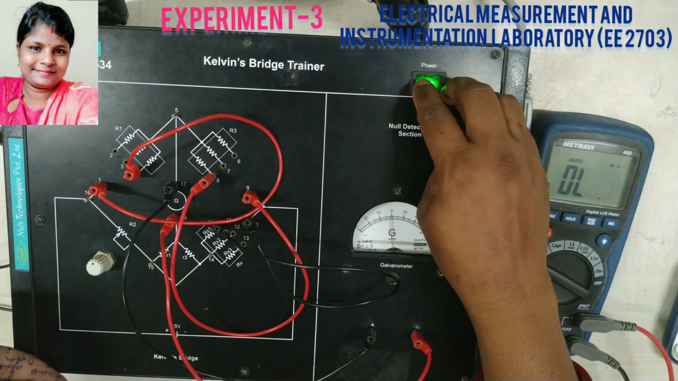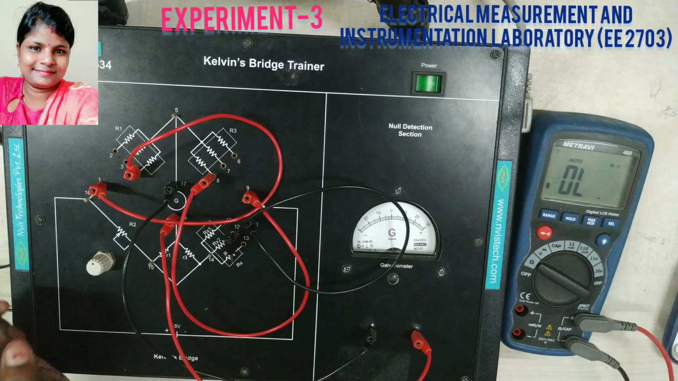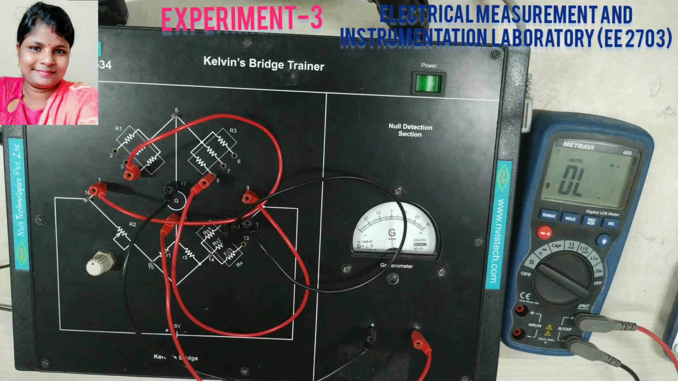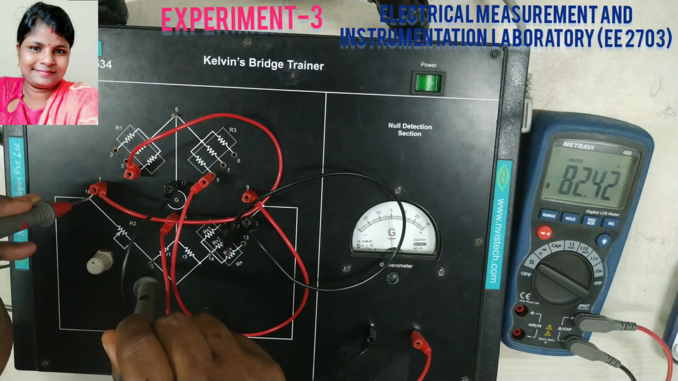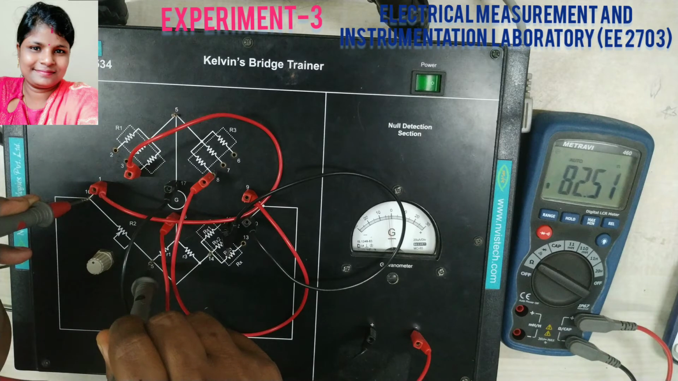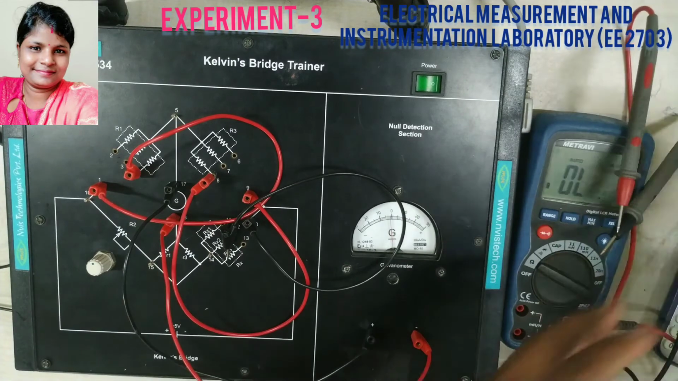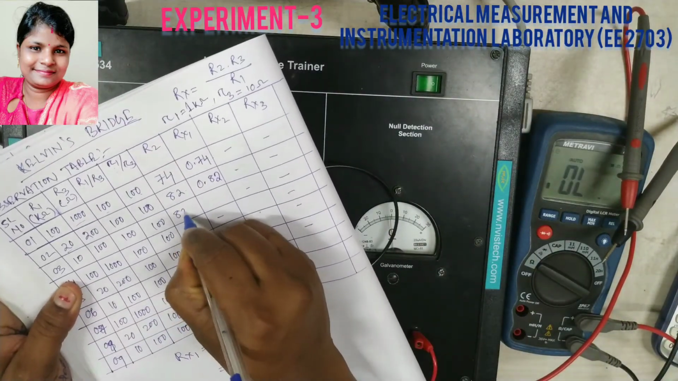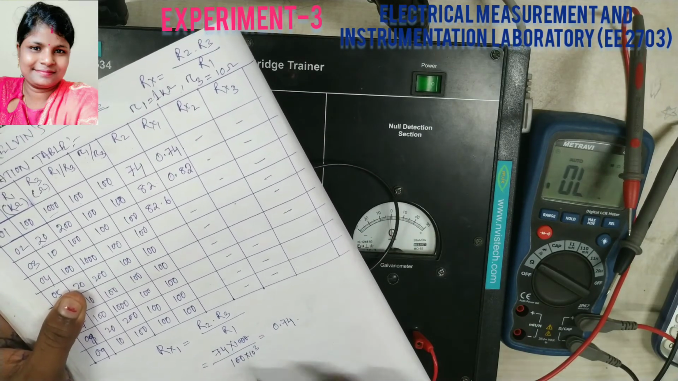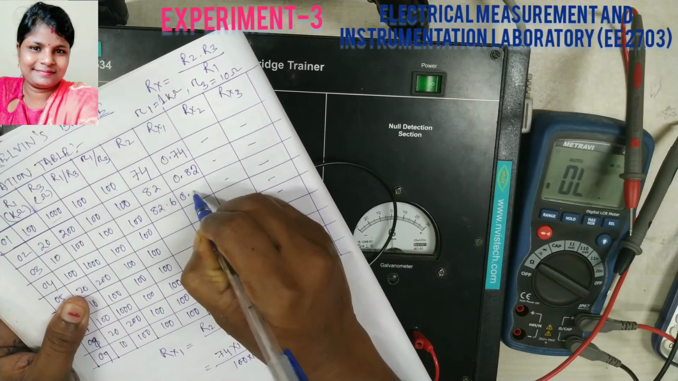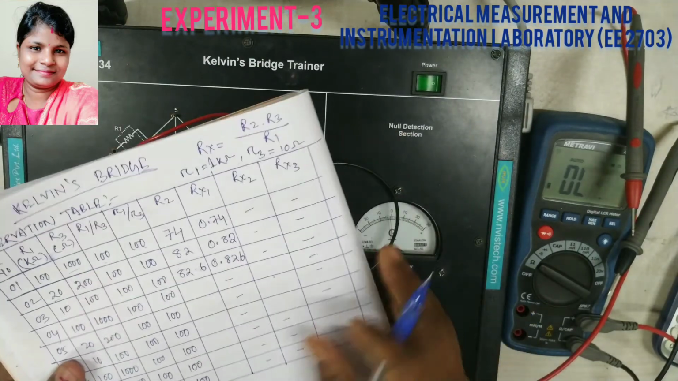Here is the null deflection, so switch off the power, disconnect the wire between 10 and 11, take the multimeter and connect between 15 and 16. The value of R2 is 82.6. So write 82.6. You have to calculate using this formula, so the value of Rx1 is 0.826. Okay.